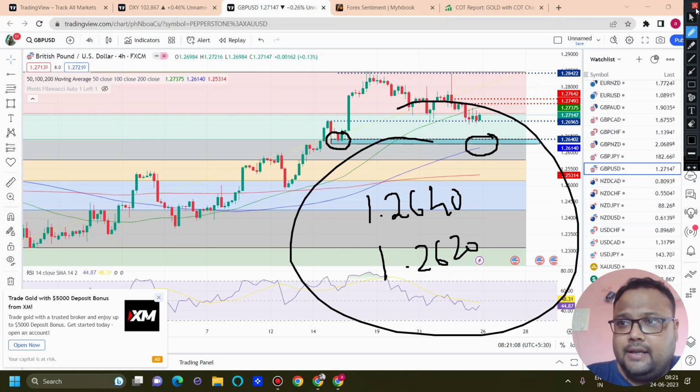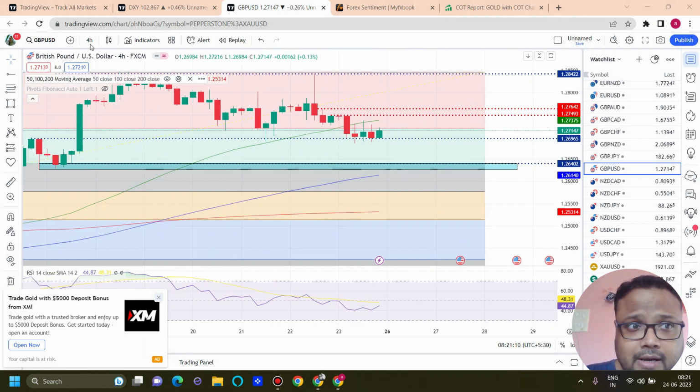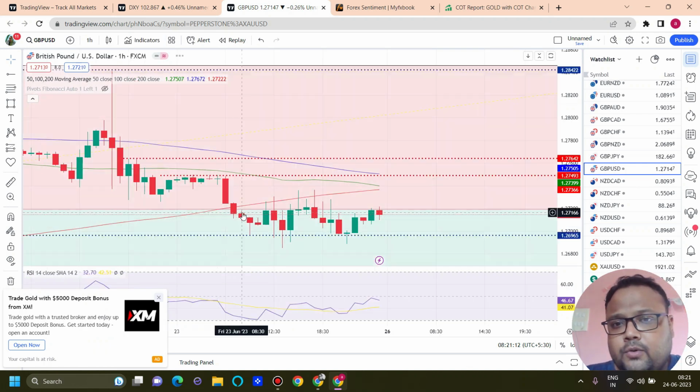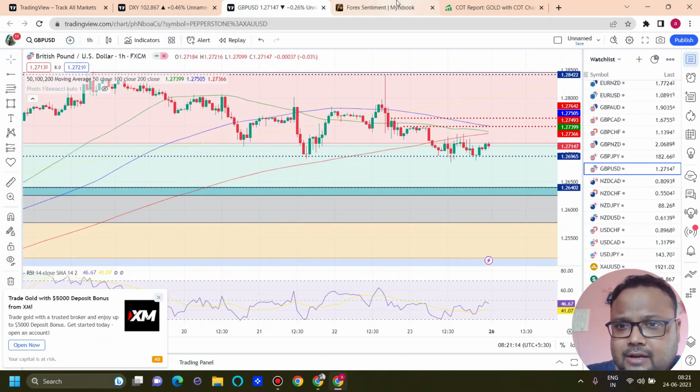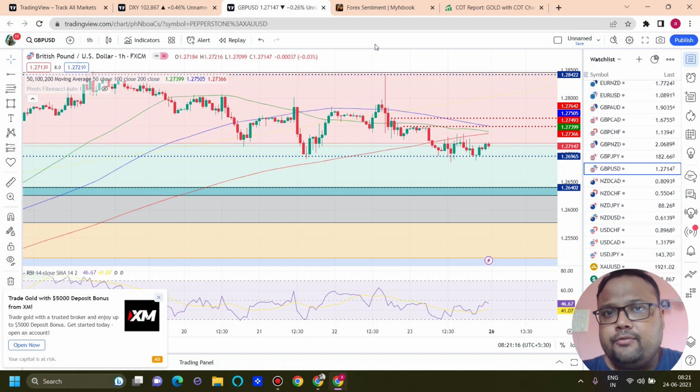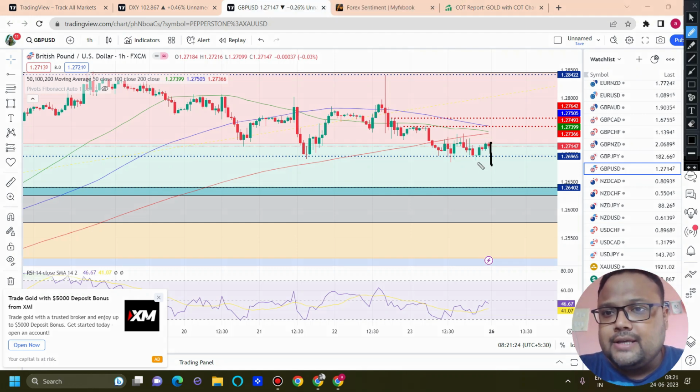But as I said, the present trend of the market is pointing towards the downside because of the descending triangle pattern. So be careful during the first half of Monday, because usually we don't get to see much volatility during the first half of Monday. So if the market breaks this level, observe the volume.